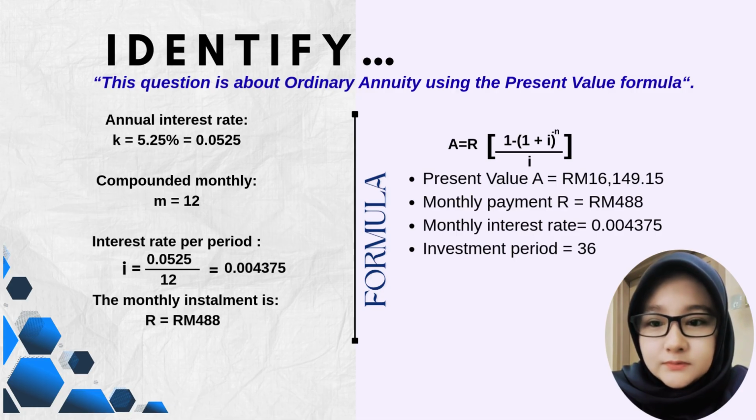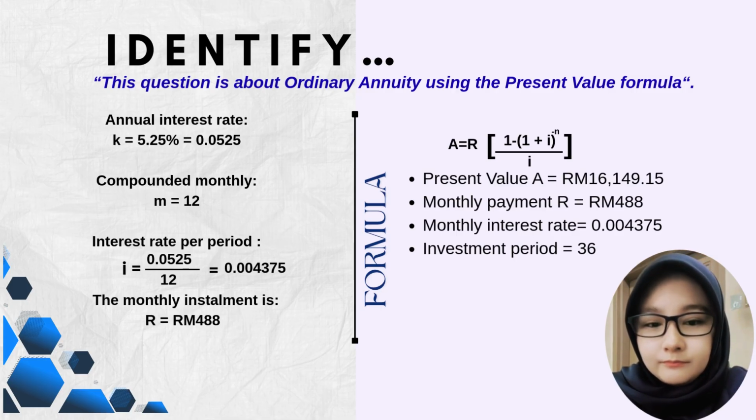After that, we substitute all the values in the formula. By rearranging the formula, we solve for n, which represents the number of months needed to settle the loan. From the calculation, we compare several values of n. The value that is closest to the required result occurs when n equals 36 months. Therefore, the final answer is that Fitri needs 36 months, which is equivalent to 3 years to fully repay the loan.